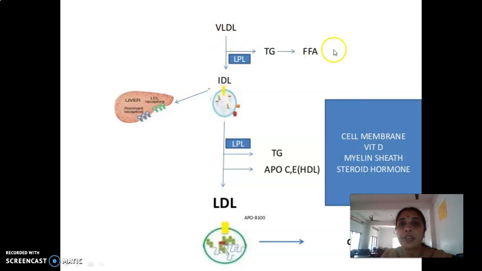Lipoprotein lipase acts on the TG to release free fatty acids. So VLDL is reducing its size to give rise to IDL. IDL is further acted upon by LPL.